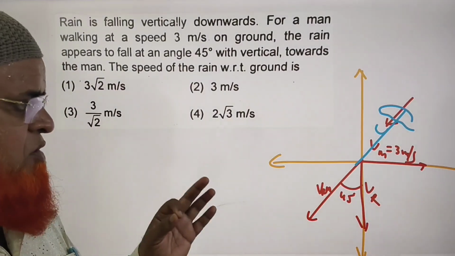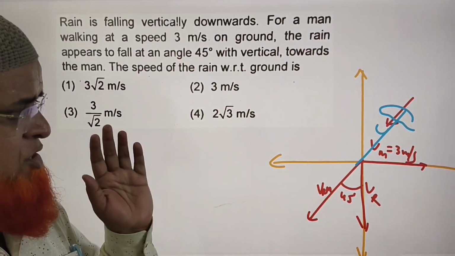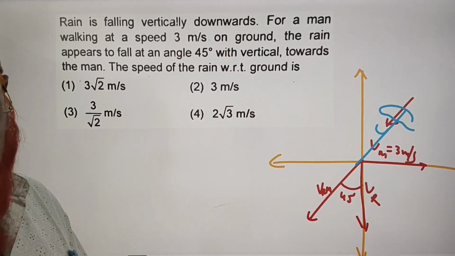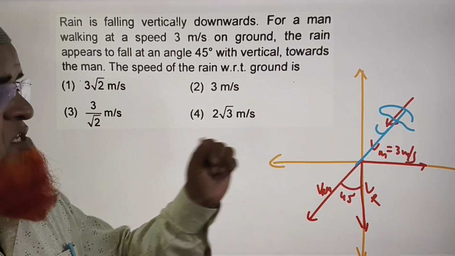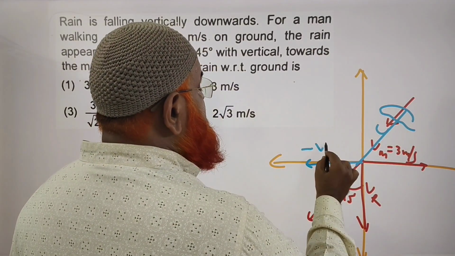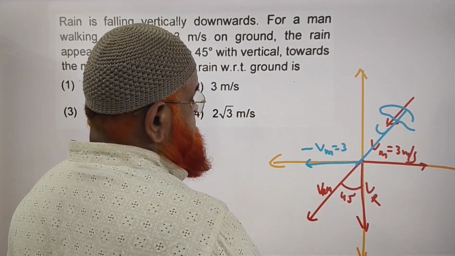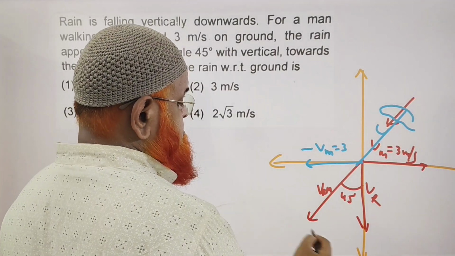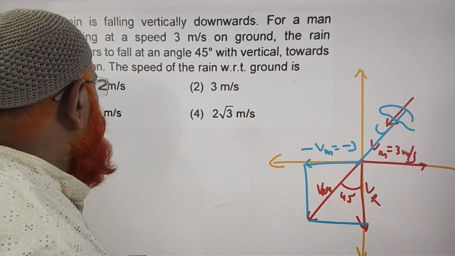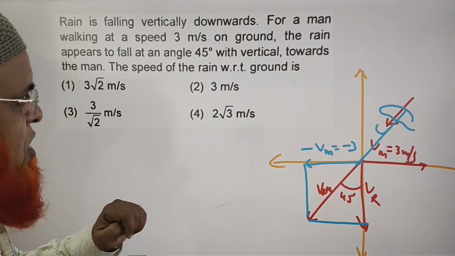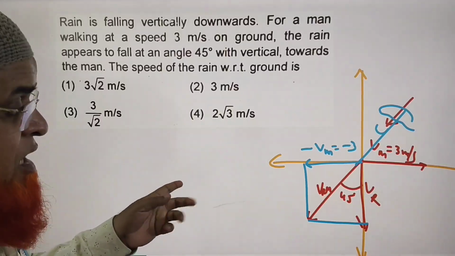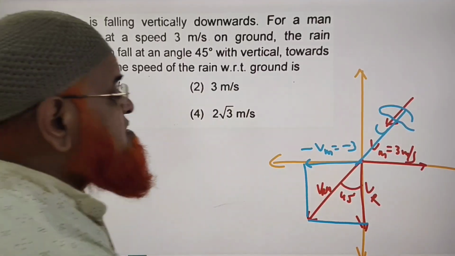And you know, whenever you have to solve relative velocity problems, you have to stop any one body. You can't stop the rain; rain will not stop according to your words. You can stop the man in terms of vectors. To stop him, you take him as a negative vector, minus Vm, which is equal to minus 3. Then you complete this. The speed of rain with respect to ground means what? Not with respect to man; with respect to ground means the original.